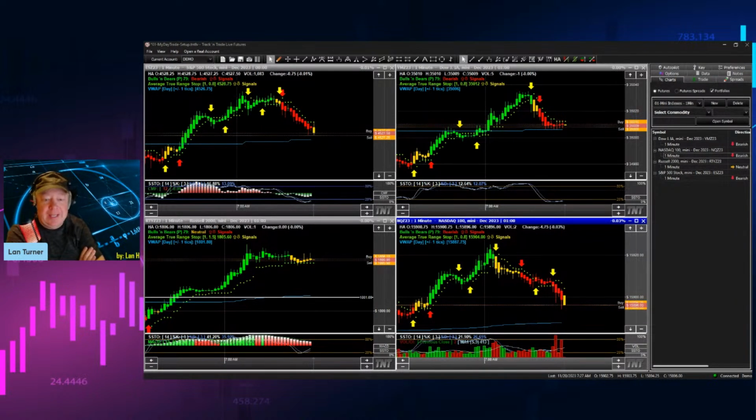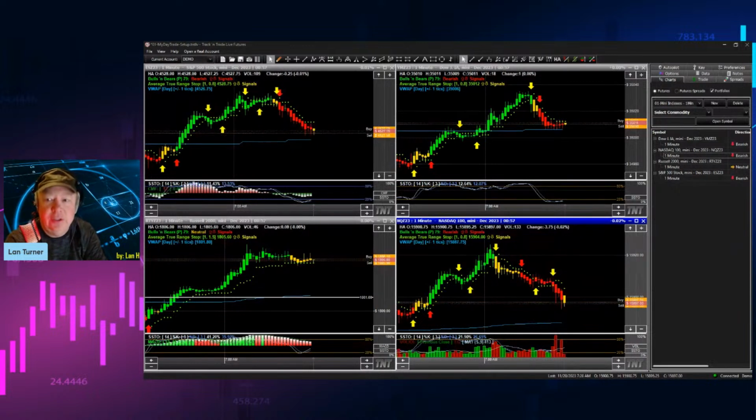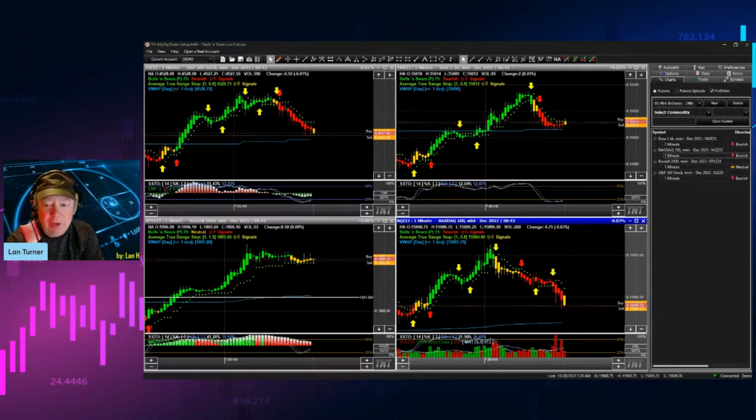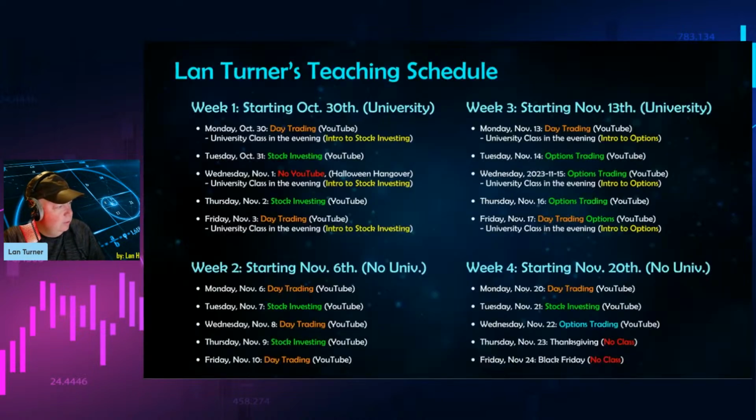So what we're doing in these classes is getting introduced to the financial markets, primarily stocks, futures, and options. This is lab number 55 this semester, and we've got one more class in this semester. If I pull up our class outline, you can see that we're in week 4, starting November 20th, so there's no university this week. I haven't updated this table yet to show that next week is our last class for the university.